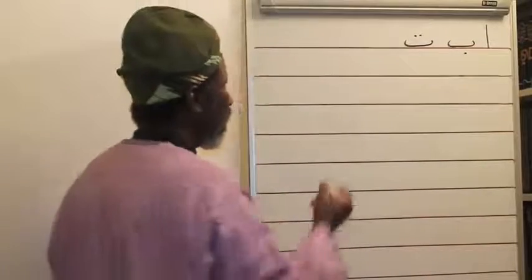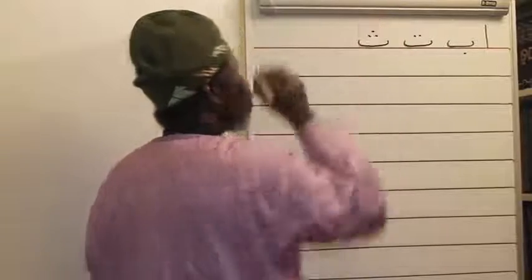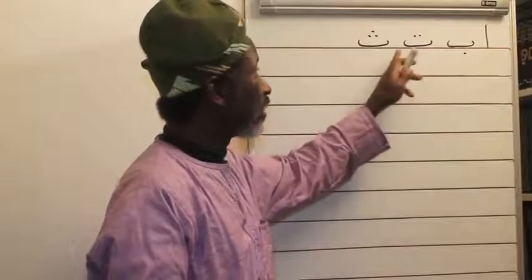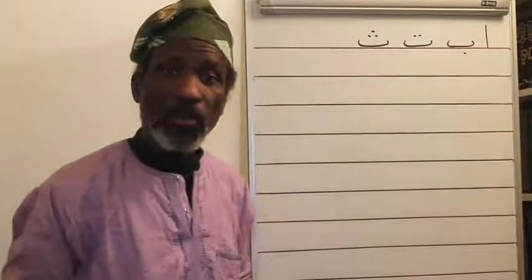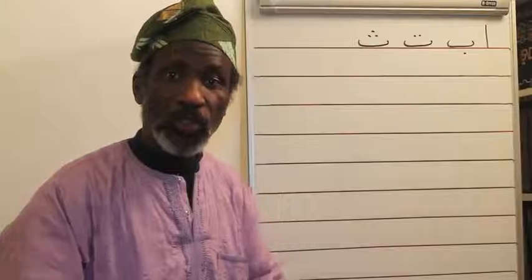That's one dot below. Tha. Write the same family and then put three dots above. So alif, ba, ta, and tha. Well done. Four letters are gone already. You know how to write it. You know how to read it.